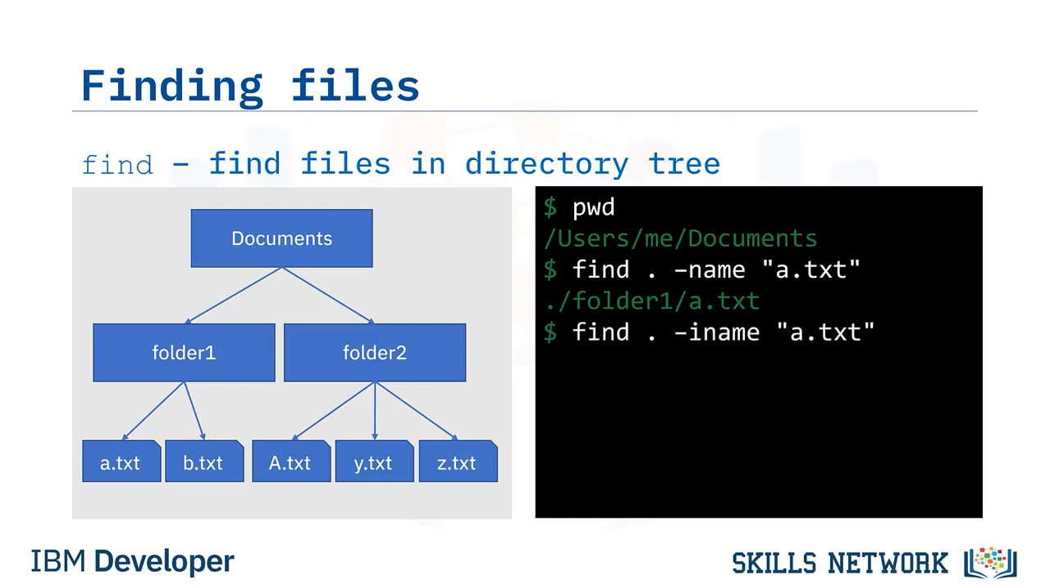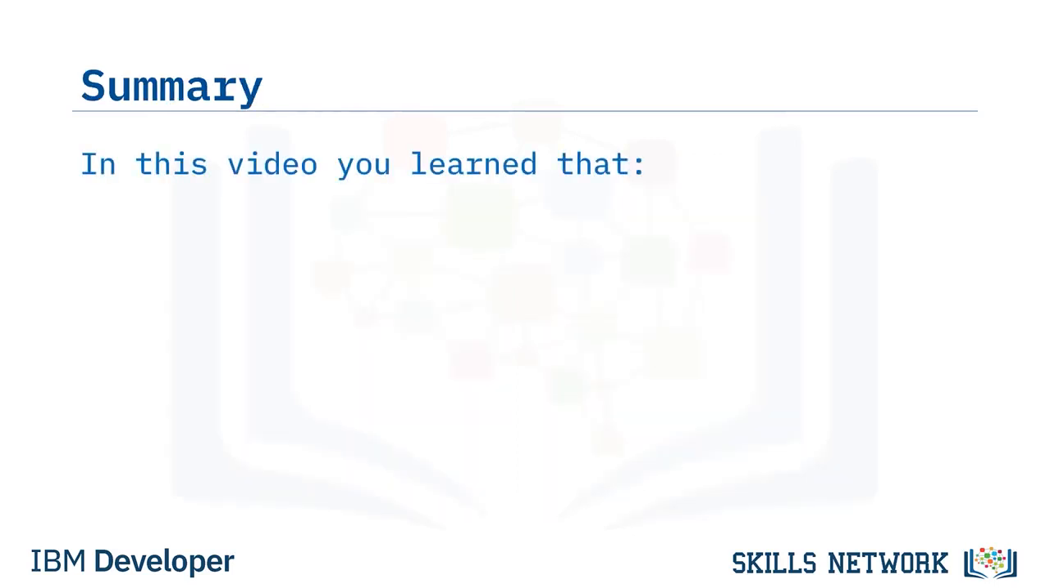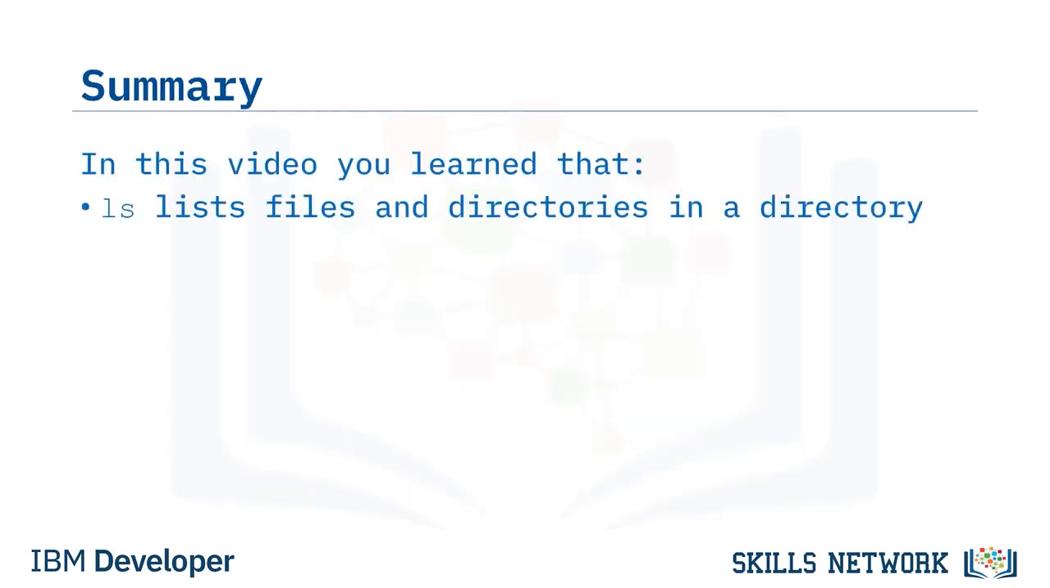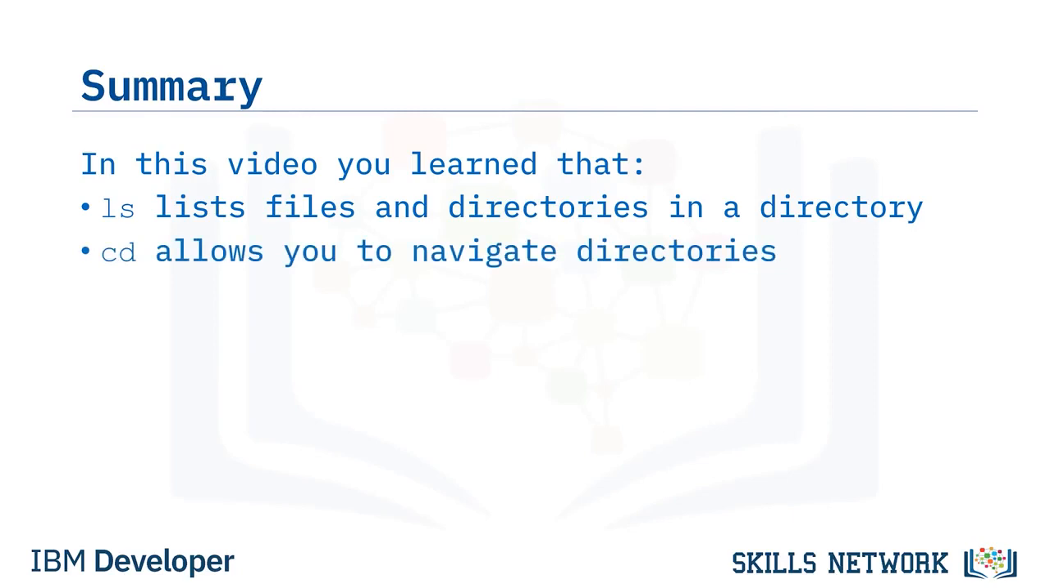To perform a case-insensitive version of your search, you can use the -iname option instead of -name. And indeed, you find the same file plus another file with the same name, except that the letter A is uppercase. In this video, you learned that the ls command lists all files and directories contained within a specified directory tree, and you can navigate directories using the cd command.